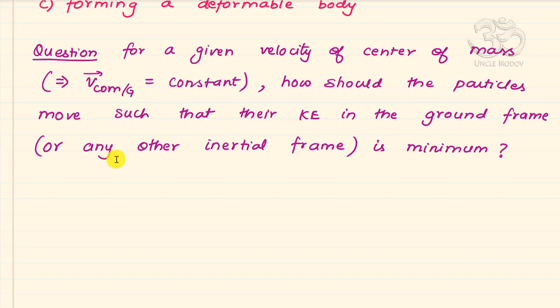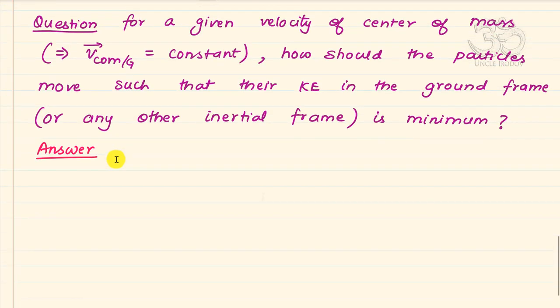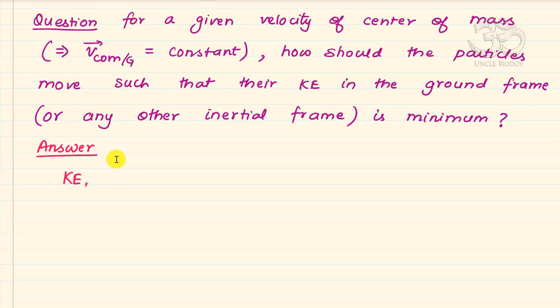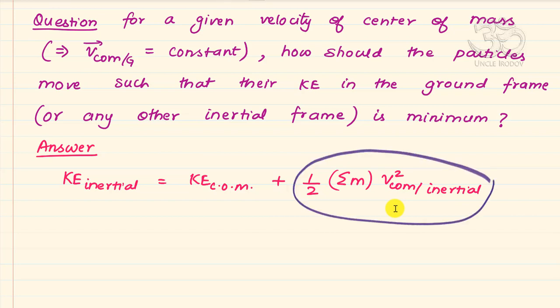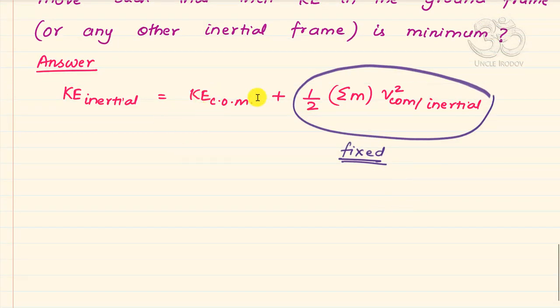And the answer to this is now very simple. Now you know that KE in that inertial frame is going to be KE in the center of mass frame plus half summation of m times V center of mass in that inertial frame whole square. And I know that this term is not going to be 0. This term is fixed. In fact, this entire term here is fixed. So I can only play around with the first term, KE in the center of mass frame.